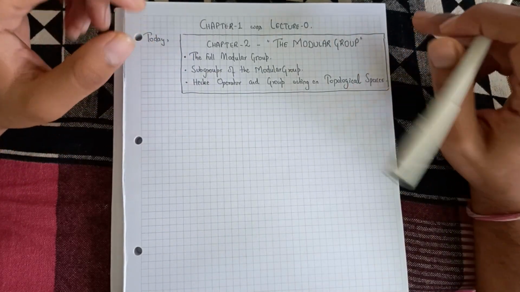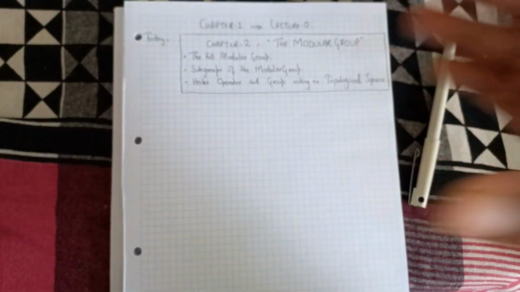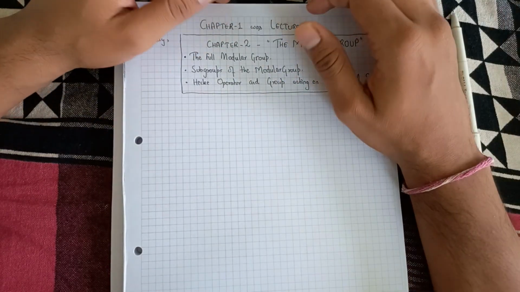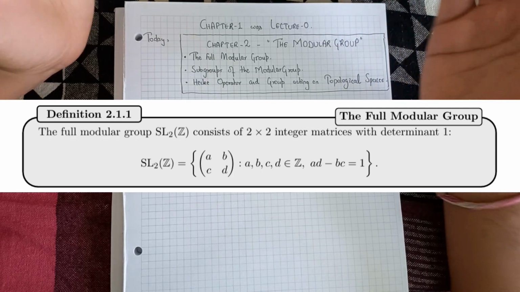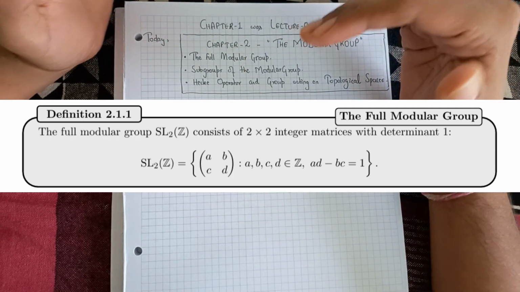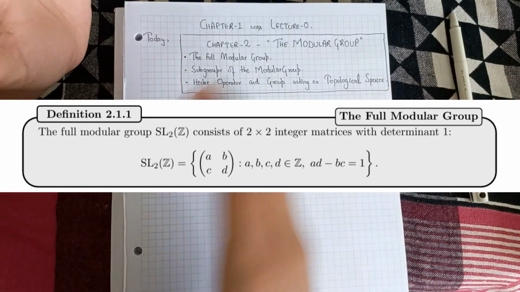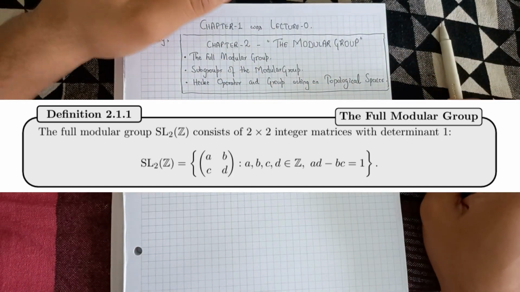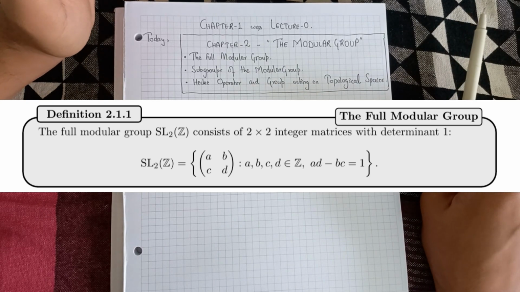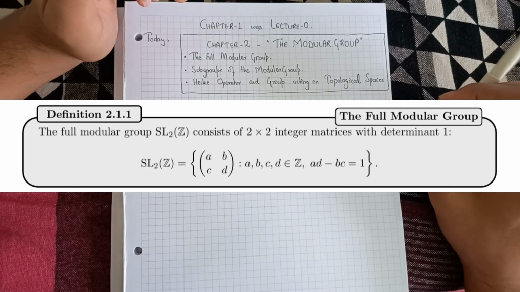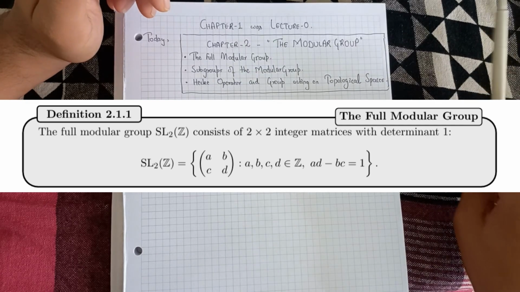I will just add the screenshot from my notes on the screen. So the definition of the full modular group: we will later see that it's a group. The full modular group is a set consisting of all the matrices whose entries are integers and determinant is 1. We say that it's actually SL2(Z), if you know. Remember here the determinant is 1, not plus minus 1.